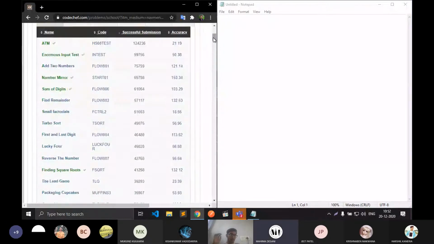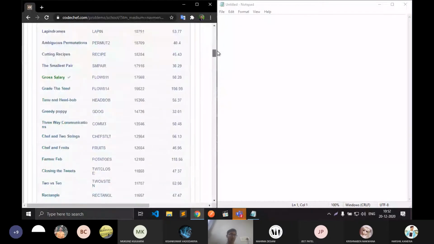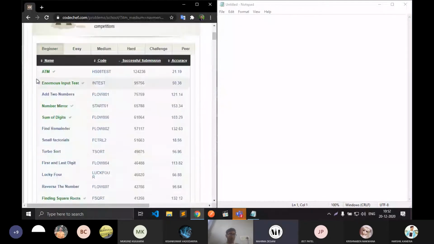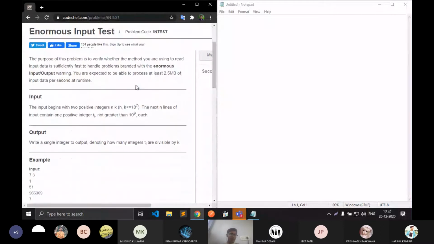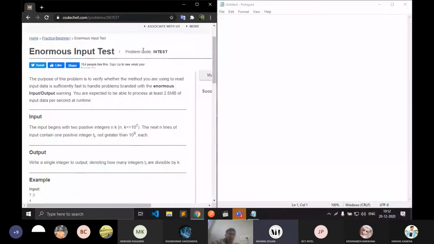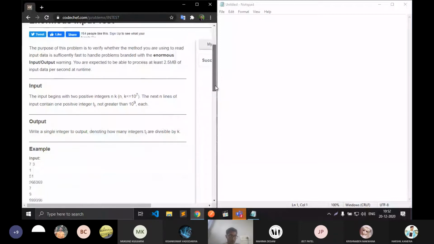If you want to do CP, you have to start from the beginner level. Today we are doing a beginner session, so it is a beginner problem. This is our first problem. The problem code is INTEST, and we will discuss how to solve it.